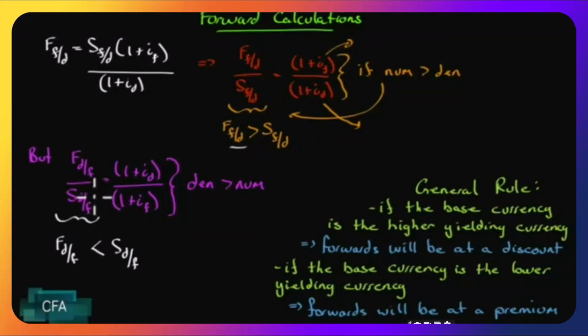In this case, our base currency is F. Our base currency is the foreign currency in this particular one, because who cares what D and F are at this point? It could be any currency. But whatever is in the denominator is our base currency. F is our base currency. The base currency is the higher yielding currency, which it is. Forwards will be at a discount.